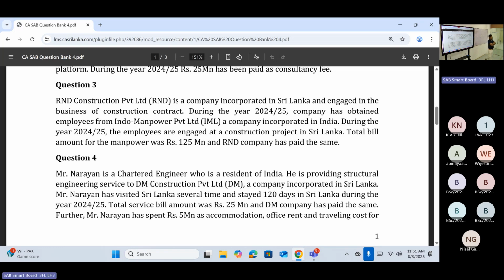The first thing is the service fee payment to an Indian person. The second thing is employment exercised in Sri Lanka. Clear?